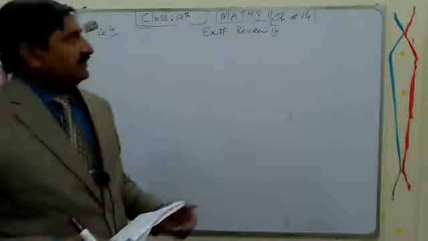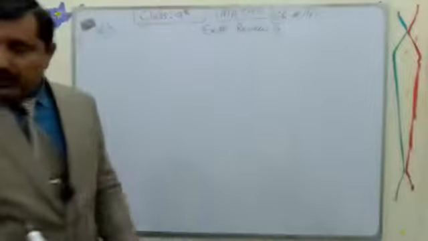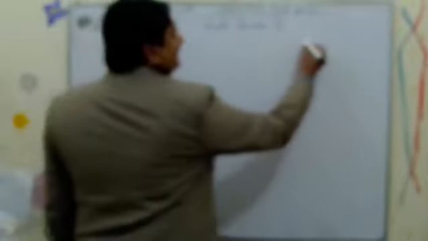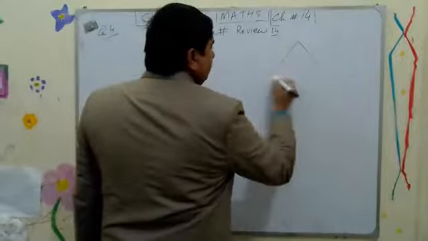Today our lecture is about chapter 14, the review exercise. We have to discuss question number 5, 6 and 7 of class 9. In this lecture, question number 4. In question number 4, there is a diagram given, right? So we have to draw the diagram.